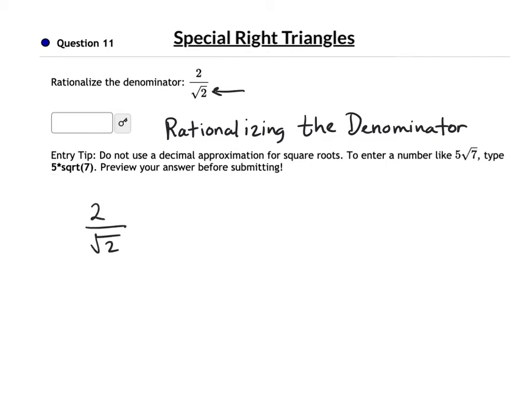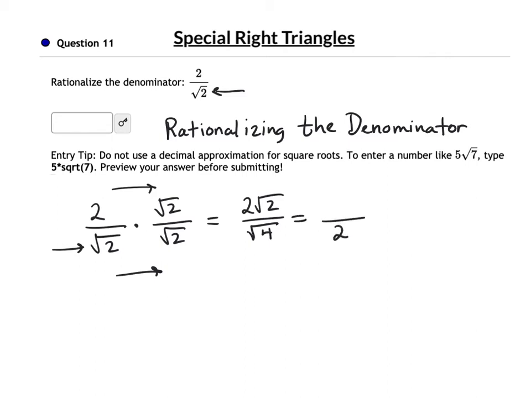The way you do that is you multiply by 1. Take your root, whatever it is, and make a 1 with it. Root 2 divided by root 2 is 1. And then multiply straight across. 2 times root 2, you can't really do that. It's 2 root 2, which is still 2 times root 2. Root 2 times root 2 is root 4. I can take the square root of 4. It's 2. And above I still have 2 root 2.